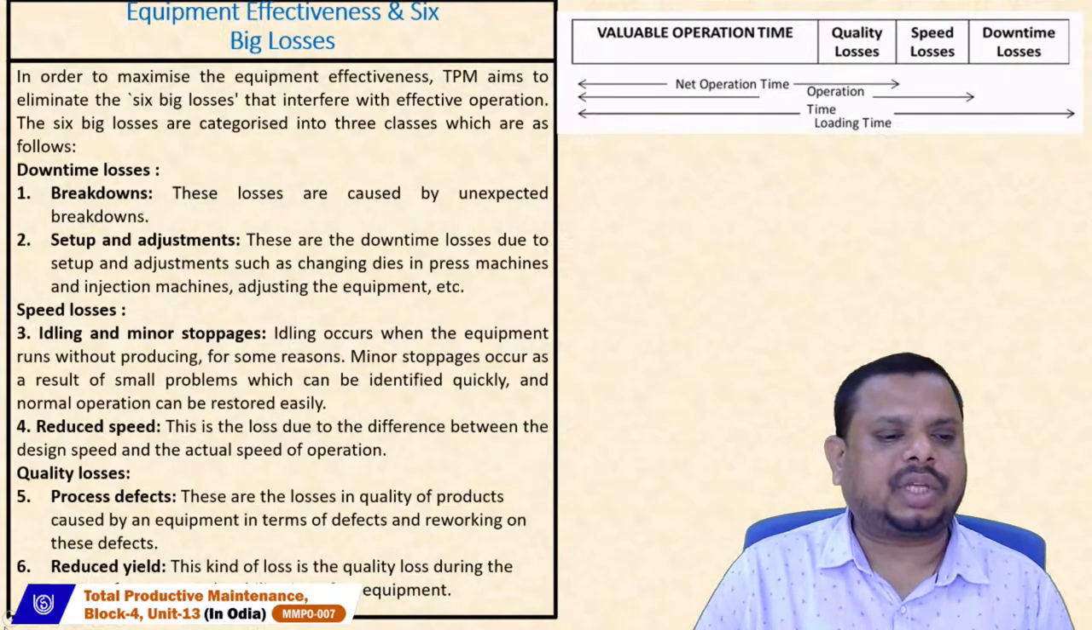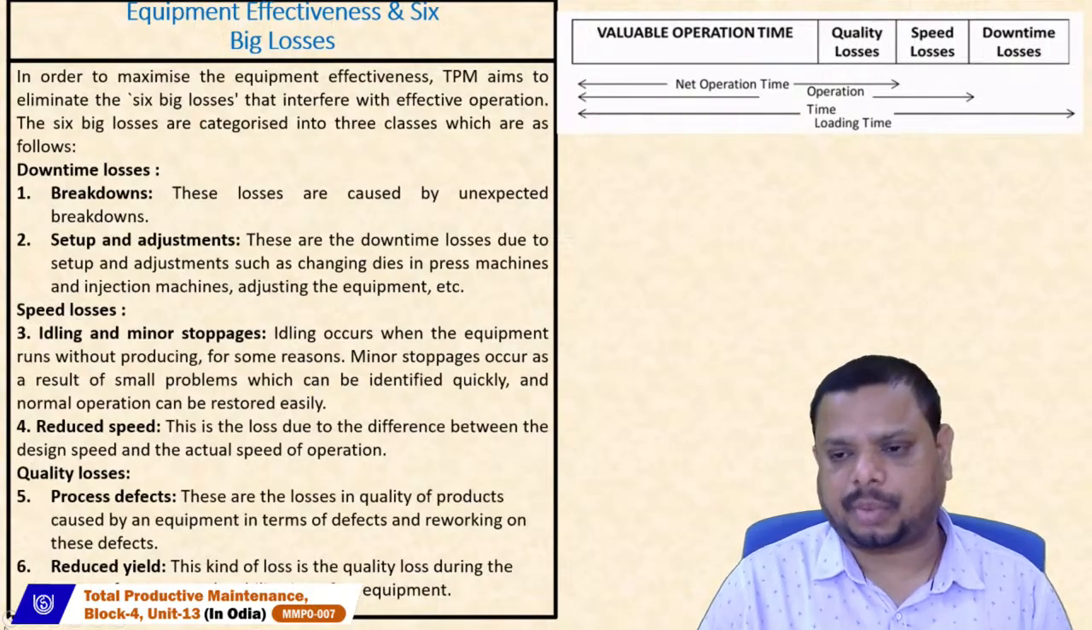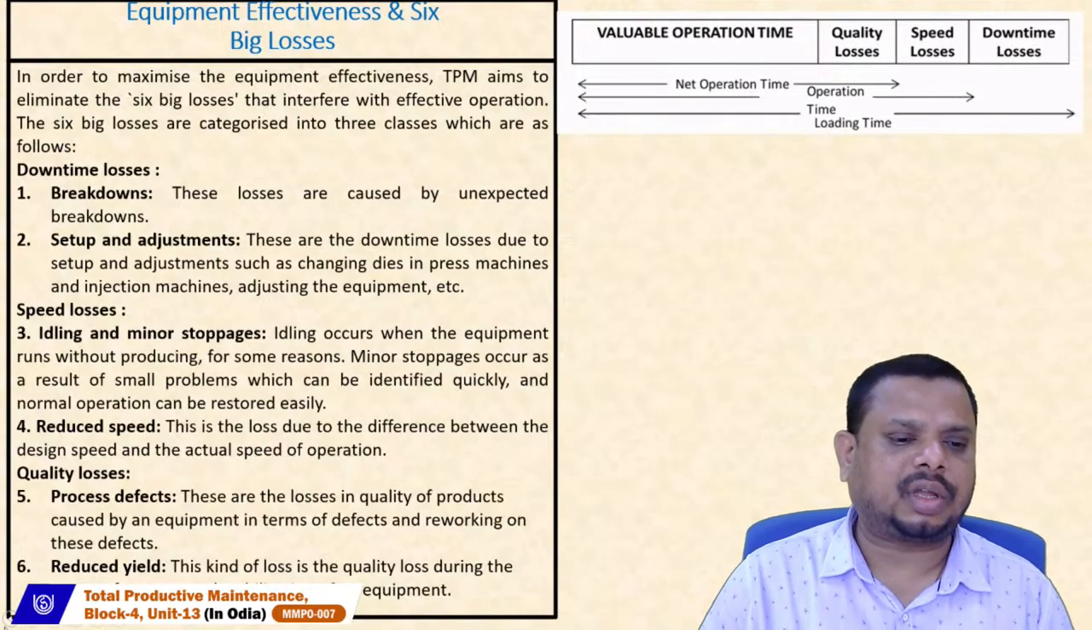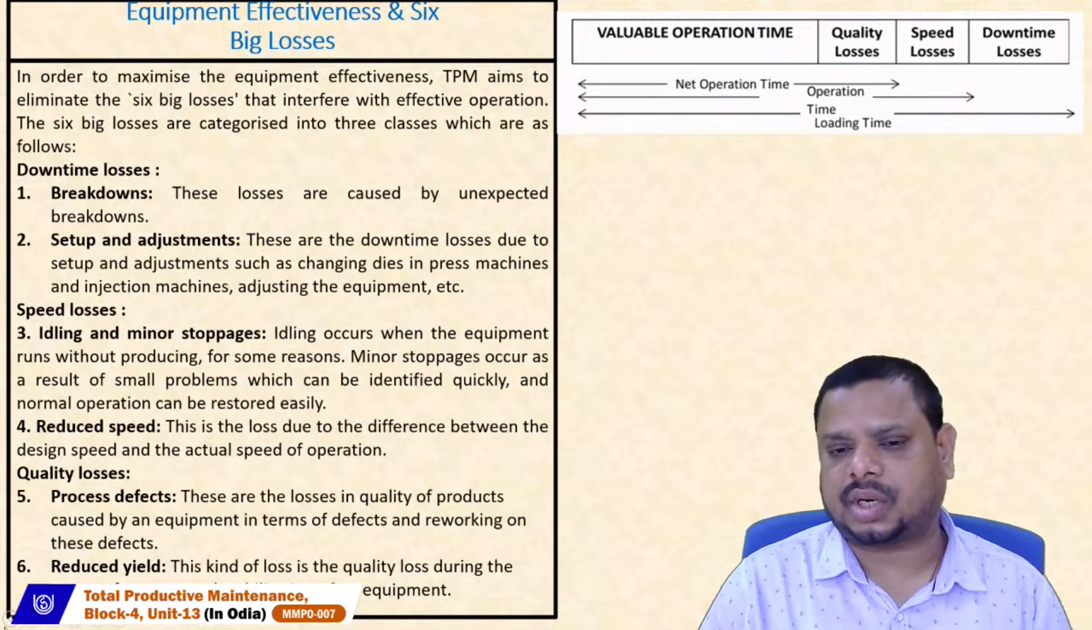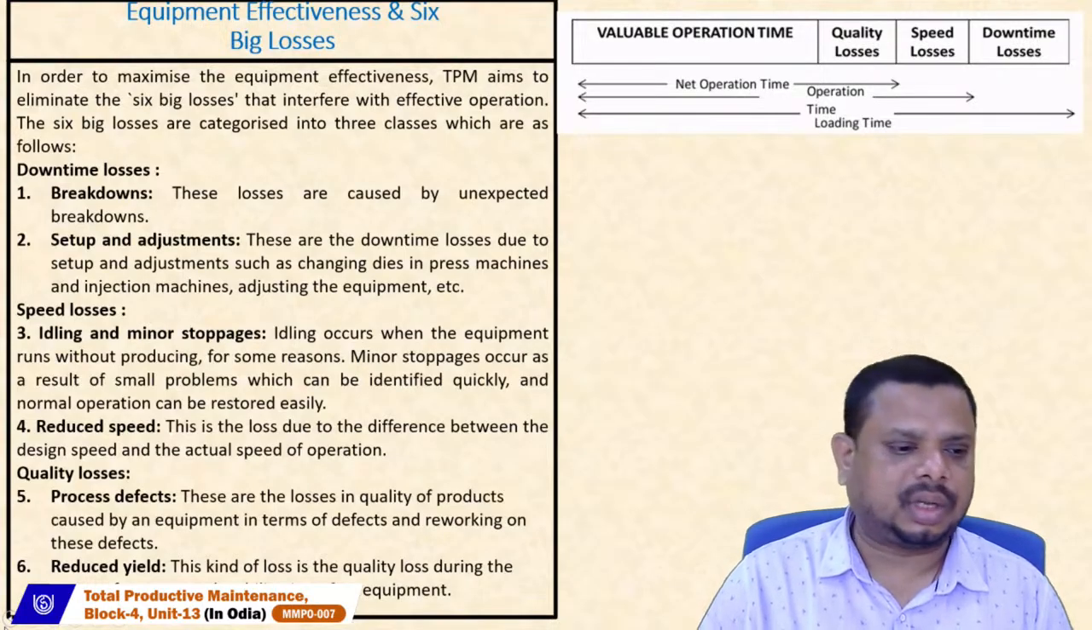The second one is known as reduced speed. This is the loss due to the difference between the design speed and actual speed of operations. So if the design speed of a particular piece of equipment is more than 200, and the actual speed is less than 100, that reduces the speed of your production. This is considered a speed loss.